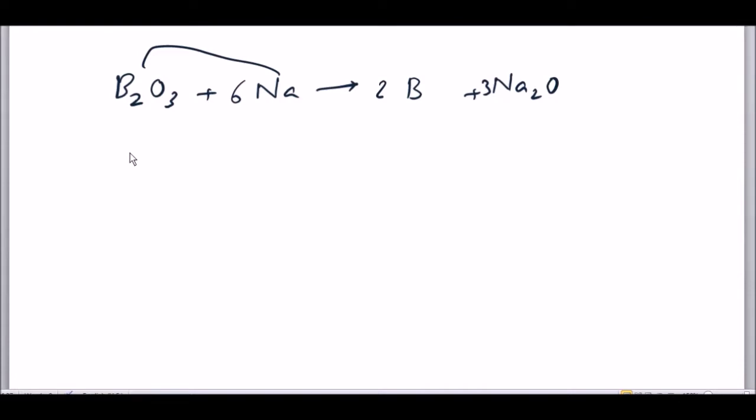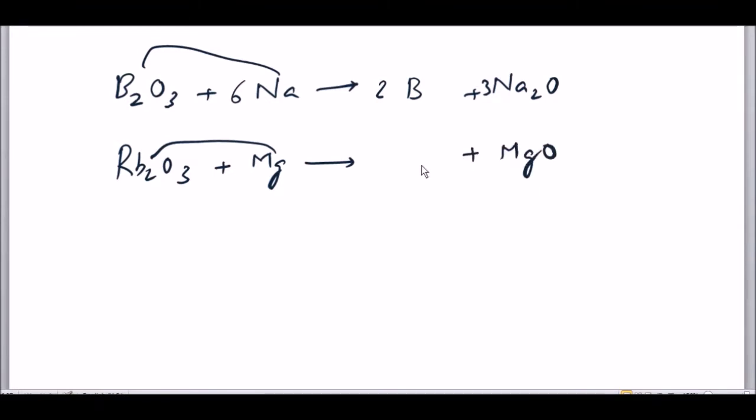The other will be rubidium oxide, Rb2O3, on treatment with magnesium. Magnesium can displace this rubidium. So magnesium forms magnesium oxide and rubidium is separated out. And in order to balance the equation, 3 times, 2 times, and here we should have 3. As there are 3 oxygen, we are multiplying this by 3.